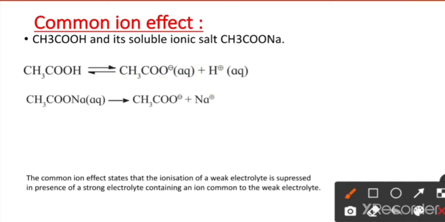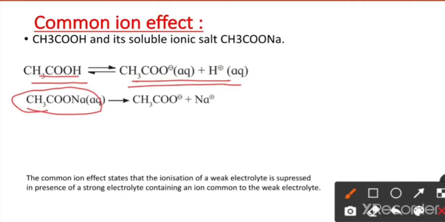Common ion effect states that the ionization of a weak electrolyte is suppressed in presence of a strong electrolyte containing an ion common to the weak electrolyte.